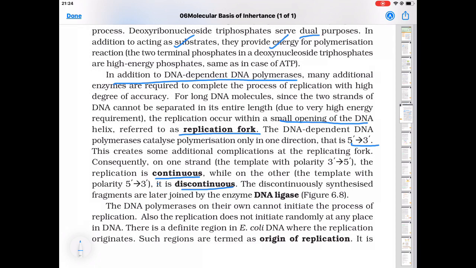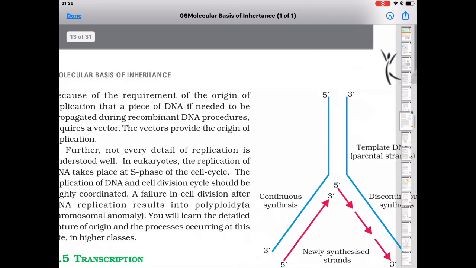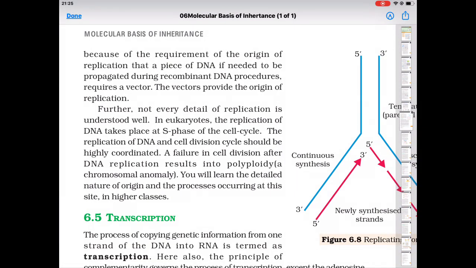The discontinuously synthesized fragments are later joined by the enzyme DNA ligase. Here in the discontinuous synthesis, that is on the lagging strand, the synthesis occurs in small fragments. These fragments then join with the help of the enzyme DNA ligase. Synthesis on the leading strand is continuous, while on the lagging strand it occurs in the form of small fragments called Okazaki fragments. Okazaki fragments are the small fragments which occur on the lagging strand.